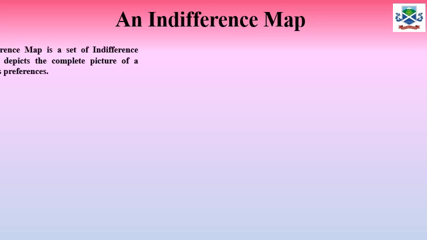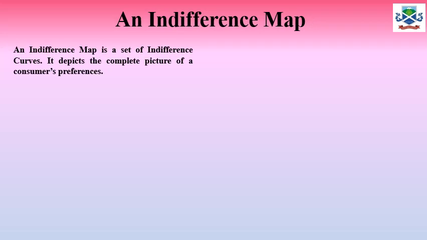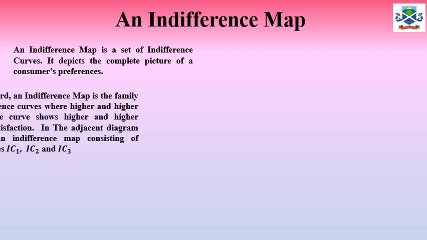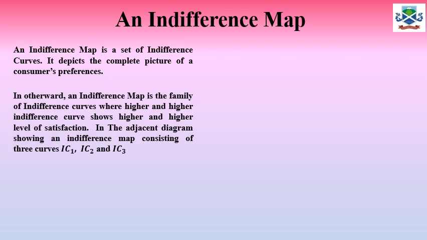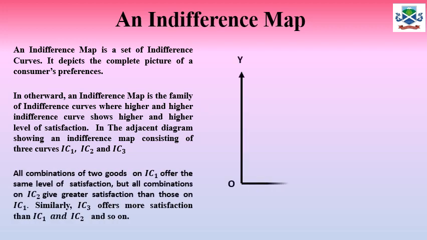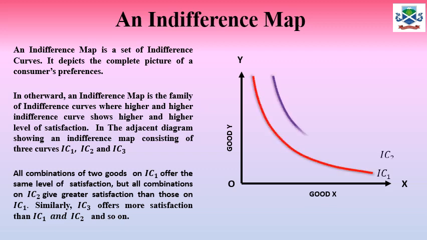Now, the indifference map. An indifference map is a set of indifference curves. It depicts the complete picture of the consumer's preferences. In other words, an indifference map is a family of indifference curves where higher and higher indifference curves show higher and higher levels of satisfaction. In the adjacent figure, you will see that three IC curves are drawn, that is IC1, IC2 and IC3. These give you the rank of satisfaction.